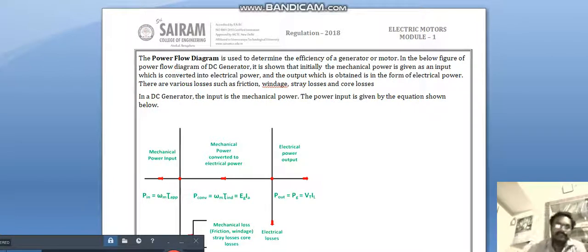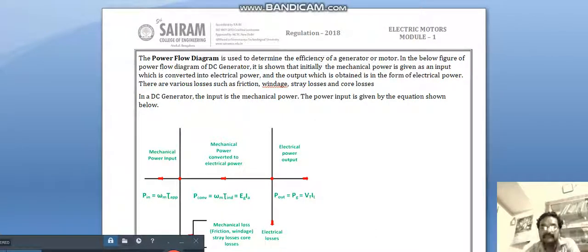Hi to all. In this video, we're going to see the power flow diagram of the motor. The power flow diagram is used to determine the efficiency of a generator or motor. In the below figure of the power flow diagram, a DC generator is shown.